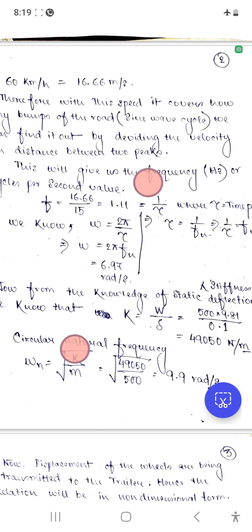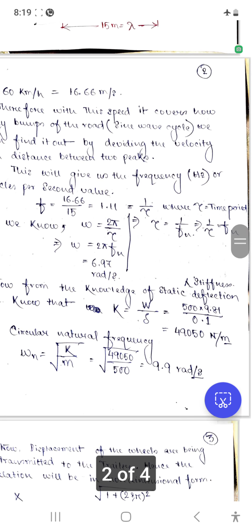Now from the knowledge of static deflection. As I mentioned at the very beginning, to find out the stiffness, k equal to w by delta, because due to addition of this 500 kg, the spring has got a deflection of 10 centimeter, which is 0.1 meter. So 500 into 9.81 divided by 0.1 is 49,050 Newton per meter. That is the stiffness we got.